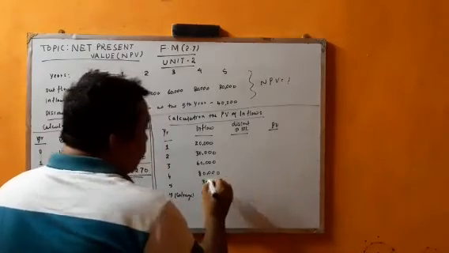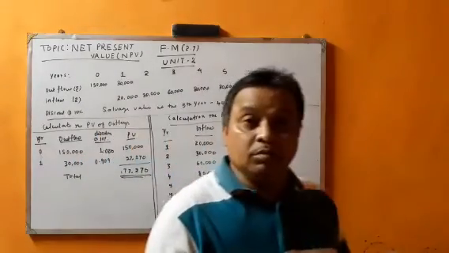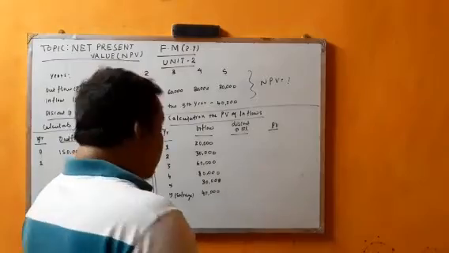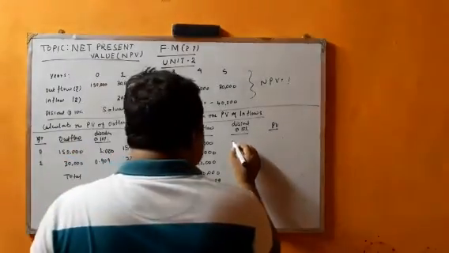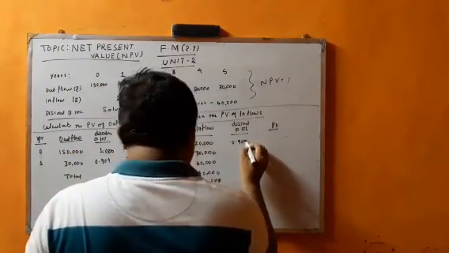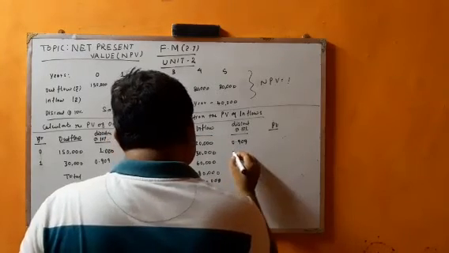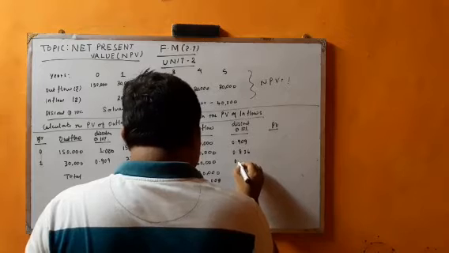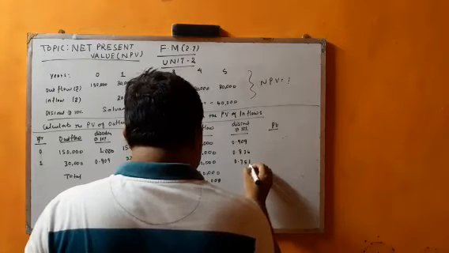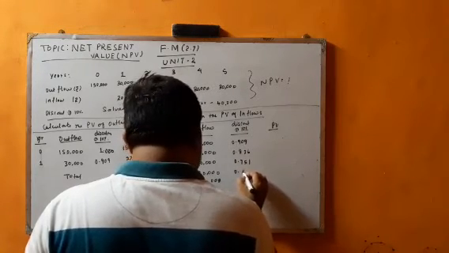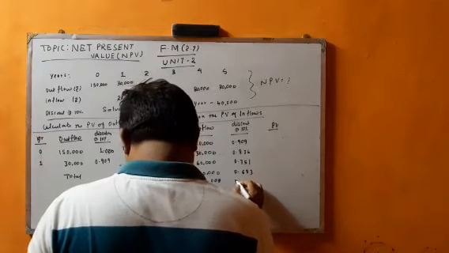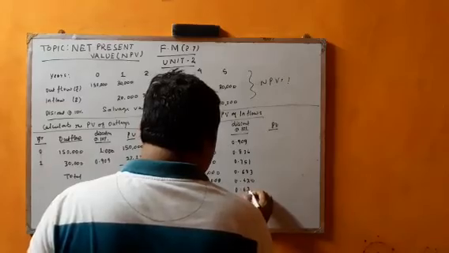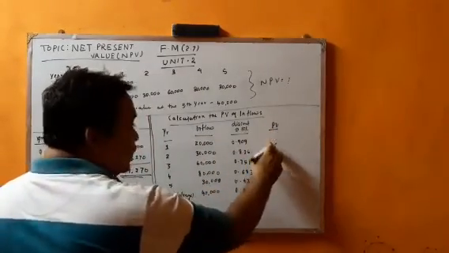So now we have to refer to the table book. I will give you the table book, how to find it. At 10%, this is 0.909, this is 0.826, then this is 0.751, then this is 0.683, then this is 0.620. Now you multiply these to get the present value.